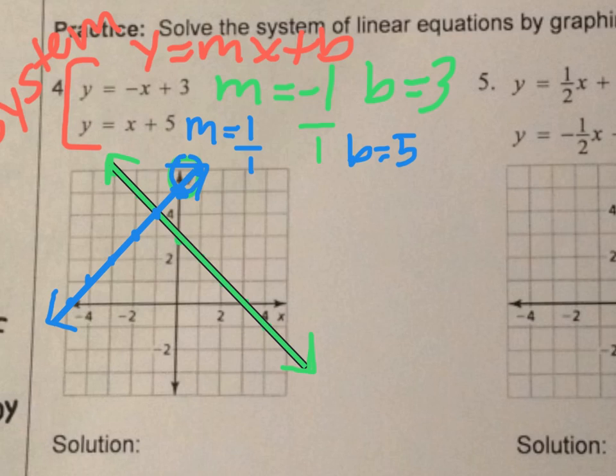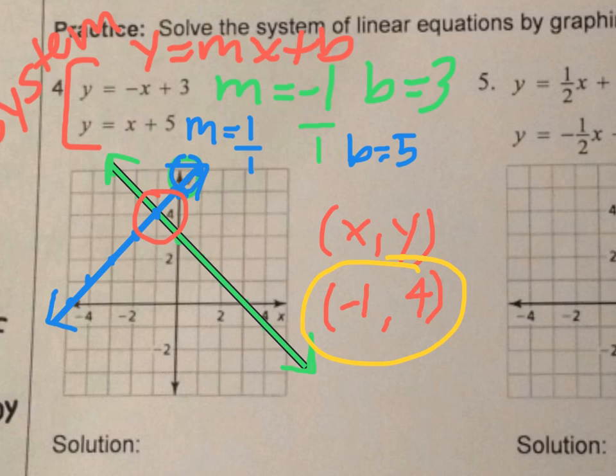Because our lines are intersecting, that means we have one solution, and our one solution is going to be a point with an x and a y value. The solution is found where the lines intersect. So right there. The coordinates for that point are x equals negative 1 and y equals positive 4. So this point right here is our solution. That is our final answer.